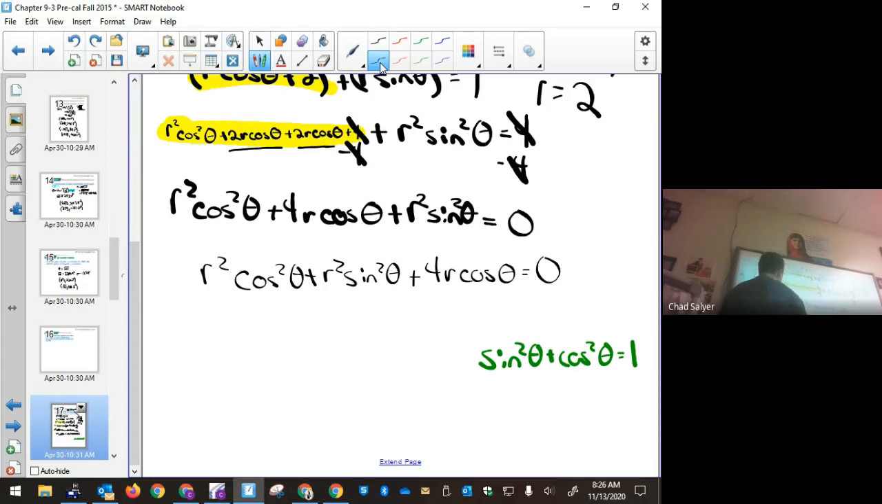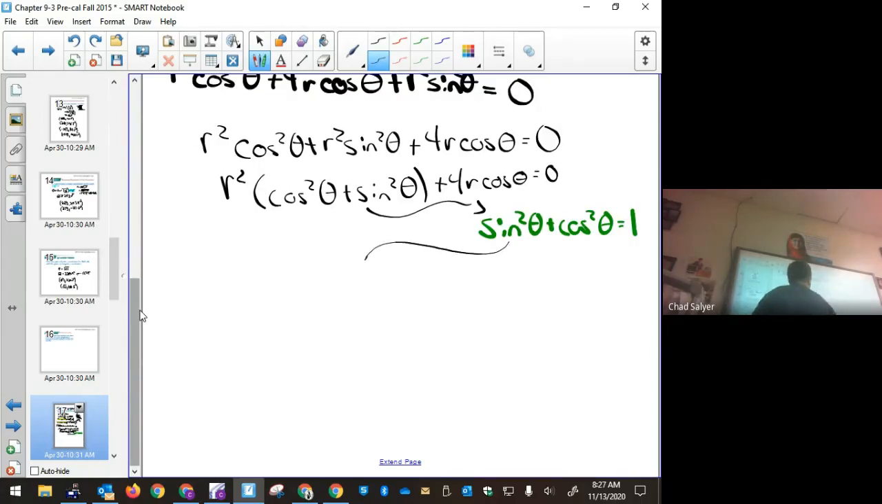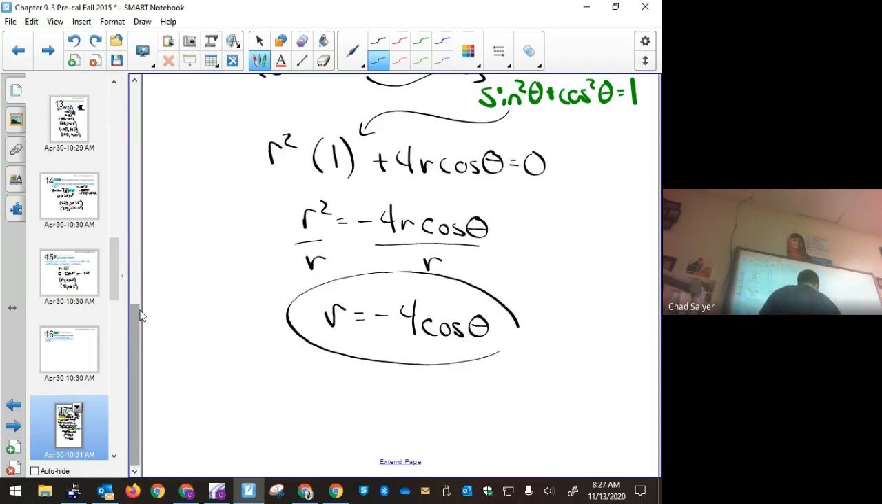Okay, so now I can factor out r squared here. So I can take this and just turn it into 1. So r squared times 1 plus 4r cosine theta equals 0. All right, so subtract this from each side to get r squared equals negative 4r cosine theta. Divide both sides by r, and I get r equals negative 4 cosine theta.